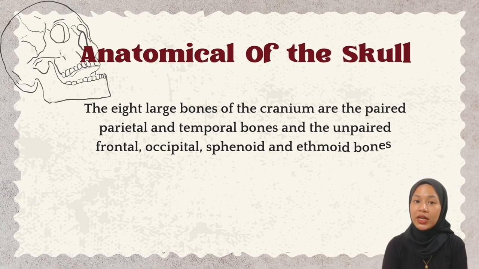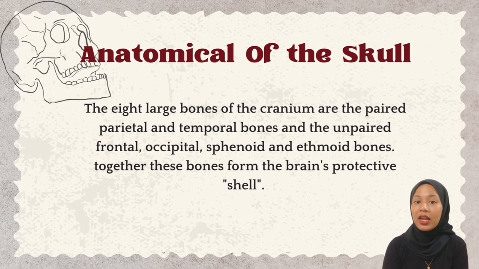Next, we move on to the anatomical skull. The 8 large bones of the cranium are the paired parietal and temporal bones, and the unpaired frontal, occipital, sphenoid, and ethmoid bones. Together, these bones form the brain's protective shell. Because its superior aspect is curved, the cranium is self-bracing. This allows the bones to be thin, like an eggshell. The cranium is remarkably strong for its weight.